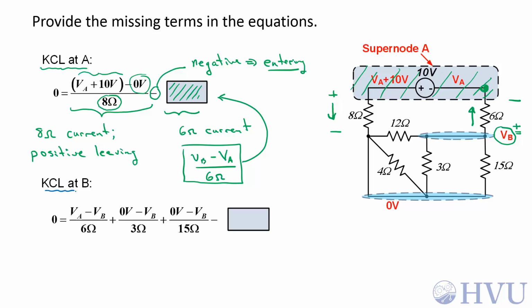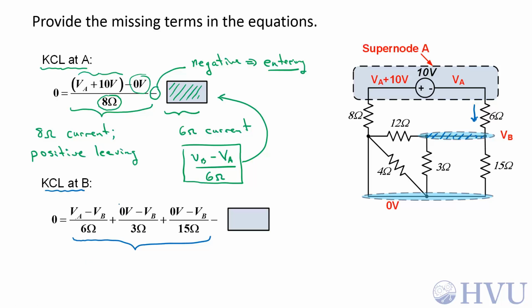The next equation is KCL at node B, this node here. Let me get rid of my other sign convention stuff. Let's take a look at the sign convention being used in these terms. This is VA minus VB over 6 ohms. That would be current in this direction. So this is positive current, it's entering the node.